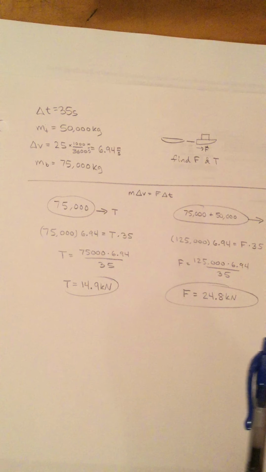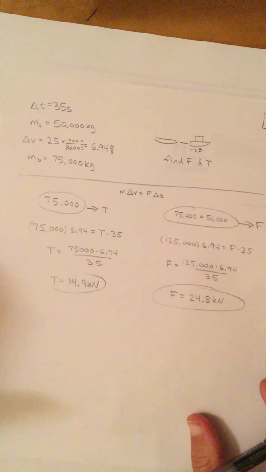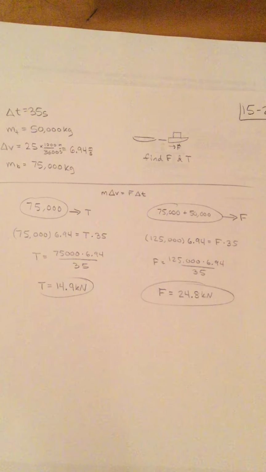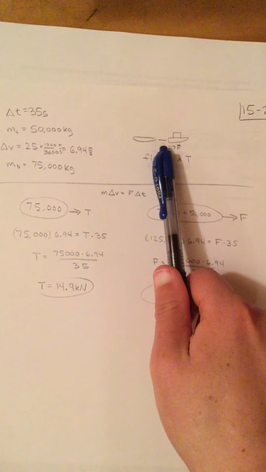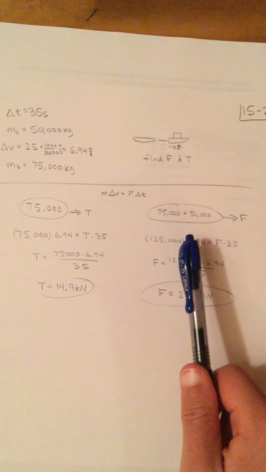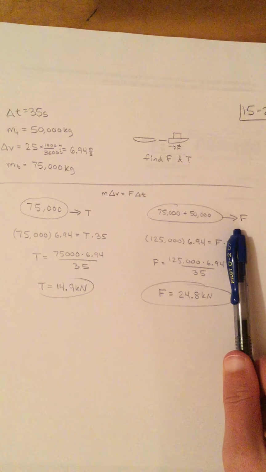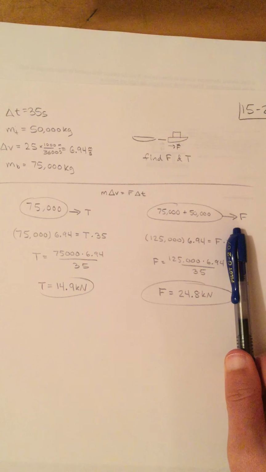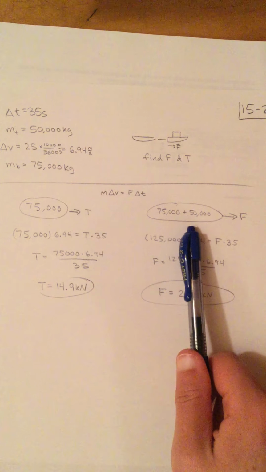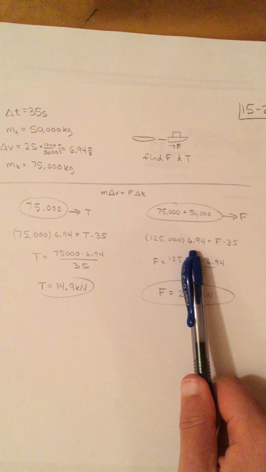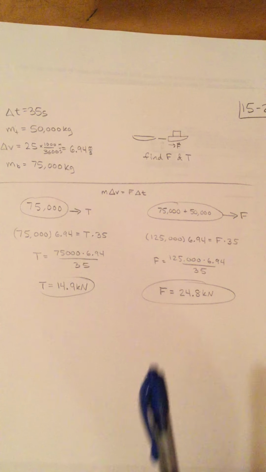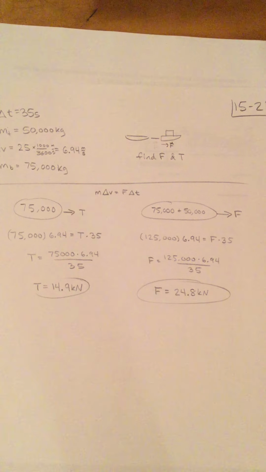Now I can do the impulse-momentum relationship again for the system of both the barge and the tugboat. If I do that, by Newton's third law, the tension that I have acting on the barge is equal and opposite to the tension that I have acting on the tugboat, so those forces cancel out, and I just have the force F acting in the horizontal direction. This mass is the total mass of the system times delta V is equal to the net force times delta T, and we can solve that for the net force. And that is a brief look at problem 21.